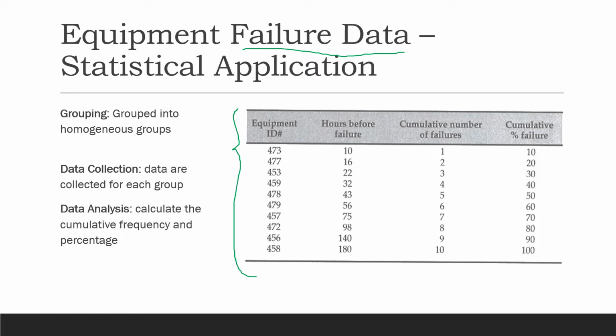Grouping is nothing but putting the data into an organized table like this: the equipment ID number, hours from your research or test, and then the cumulative number of failures. You count how many times this happened, and then the cumulative percent. The number has to change into percentage so we can understand the probability, so we can predict to prevent it. We call this data treatment: collection, grouping, and treatment. So in data collection, the data are collected for each group.